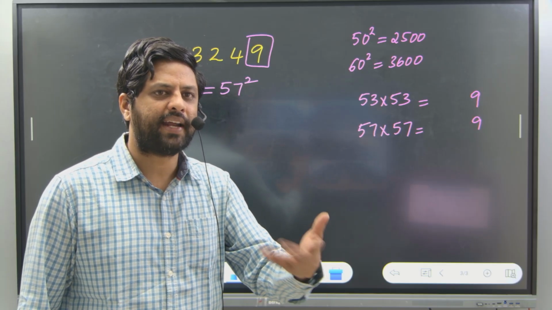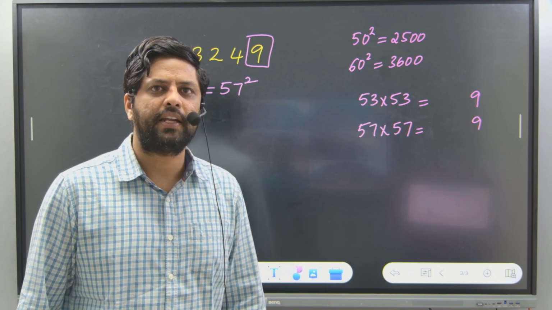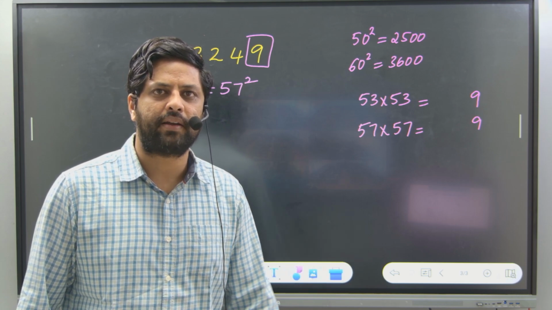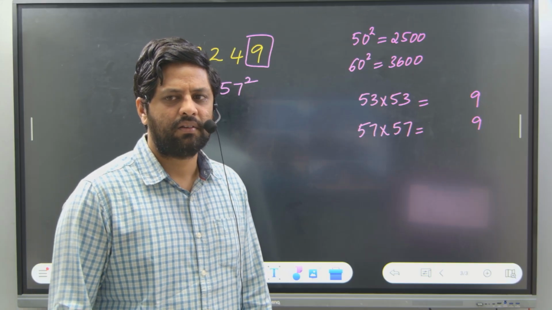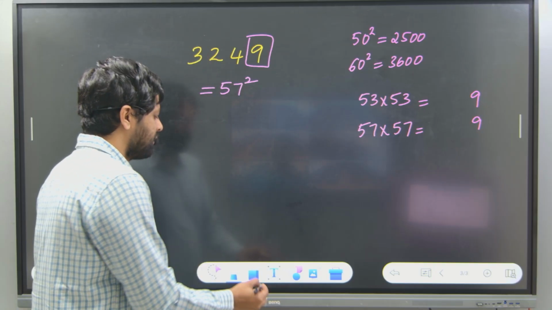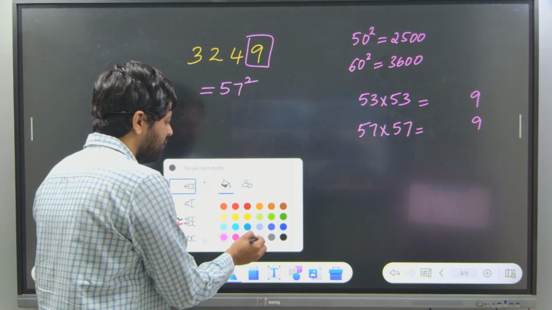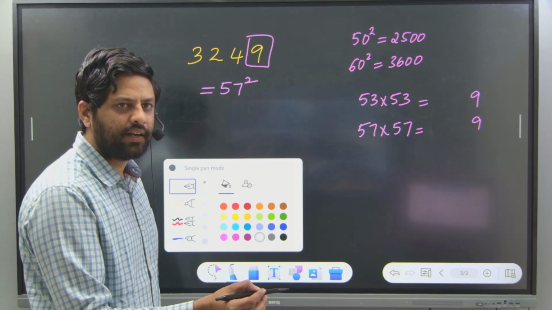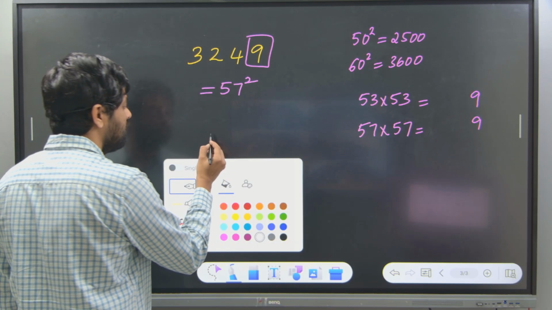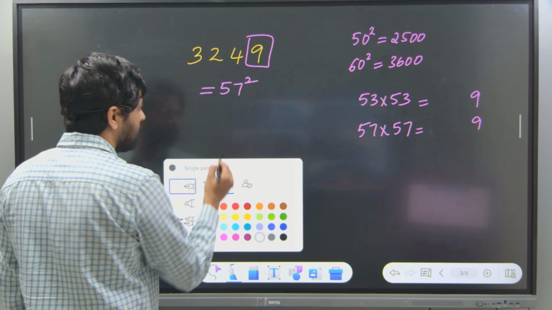I just want you to give me any 2-digit number, a perfect square, like 67 into 67, something like that. We'll try to answer quickly. Can you give me anyone? Tell me, St. Joseph has a calculator. 77 into 77.